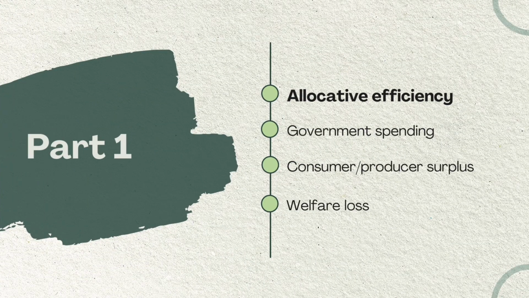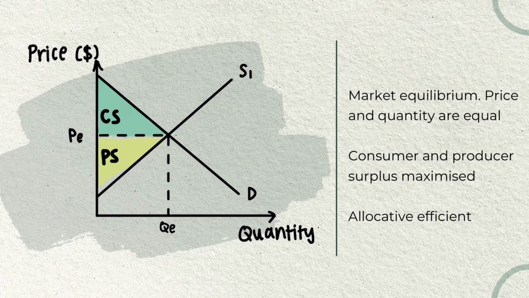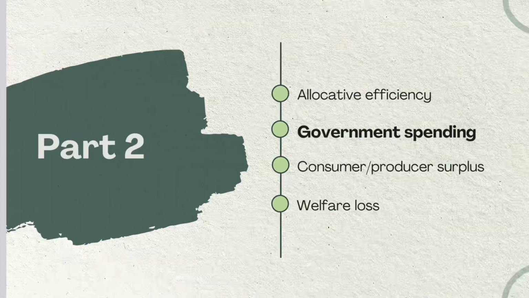As we all know, the free market is allocative efficient. So this is when demand intersects with supply. The consumer and producer surplus is maximized, so there is no welfare loss. Hence why allocative efficiency is achieved.